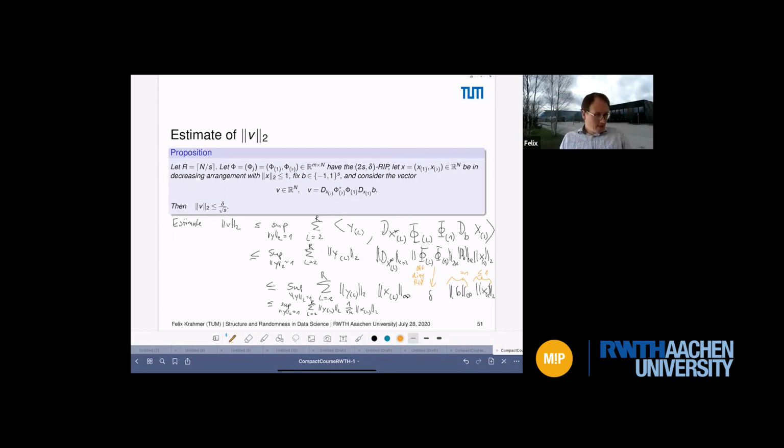And now we can use the binomial formula for this and see that this is the supremum over 2 norm y equals 1, l equals 2 to R. And we can bound the product by the average of the squares. So 1 over square root of k times 1/2 times the y_l 2 norm squared plus 1/2 x_l 2 norm squared. And this is less or equal to delta over square root of k.